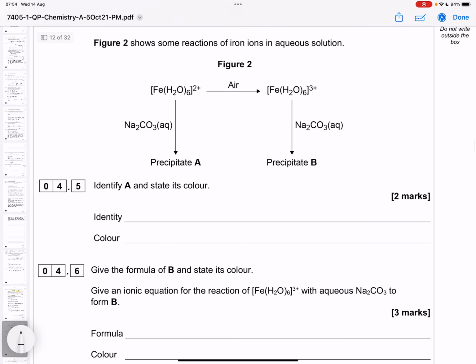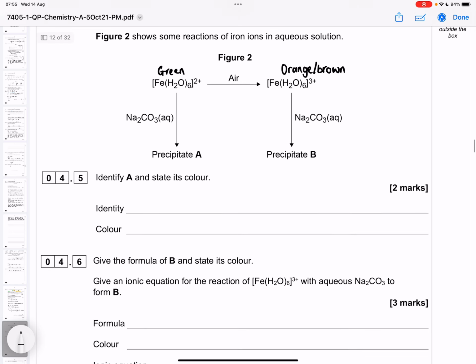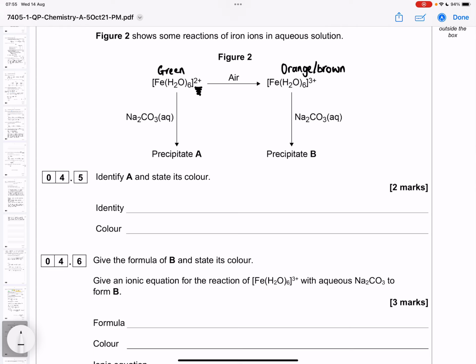Some reactions of ions in aqueous solution are shown in figure 2. Identify A and its colour. So this is Fe2+. So this solution here is green, and this solution here is kind of an orangey brown. If we add carbonate ions to a 2+, then we just get the metal carbonate, which would be FeCO3, and its colour would be a green precipitate. It did only ask for its colour because it has told us it's a precipitate, so I didn't need to write precipitate.